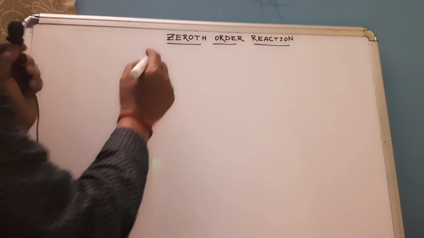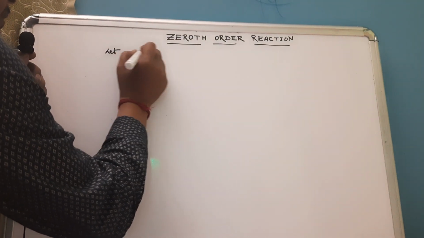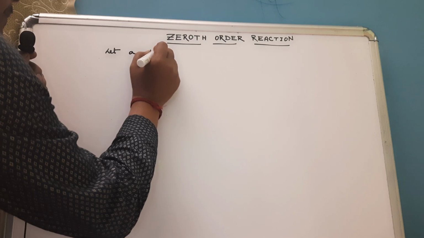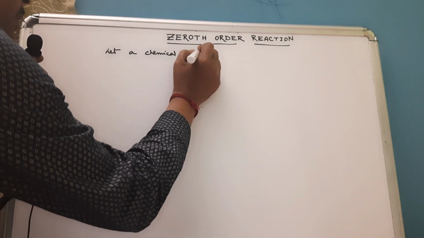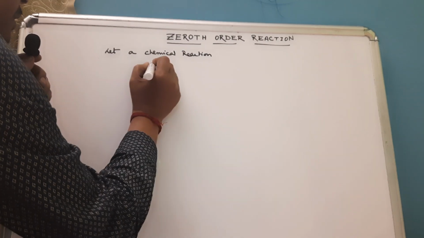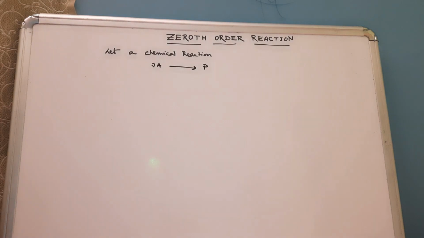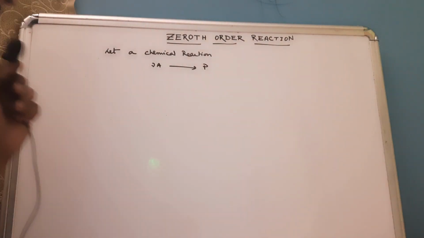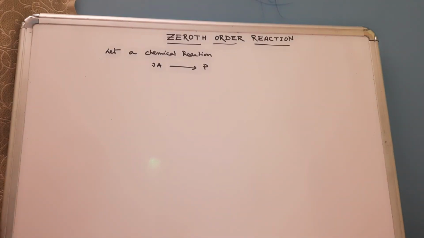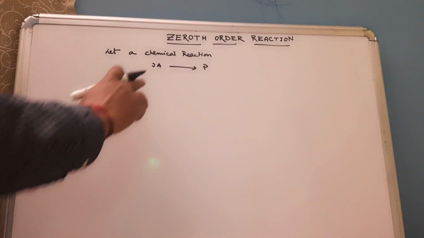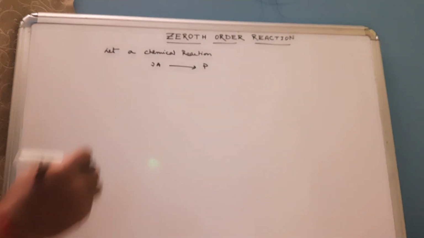So what is a zeroth order reaction? Let a chemical reaction be nu A to P. Let this be a chemical reaction nu A to P. What is nu? Nu is the stoichiometric coefficient of A. That means from nu moles of A, 1 mole of the product will be formed.